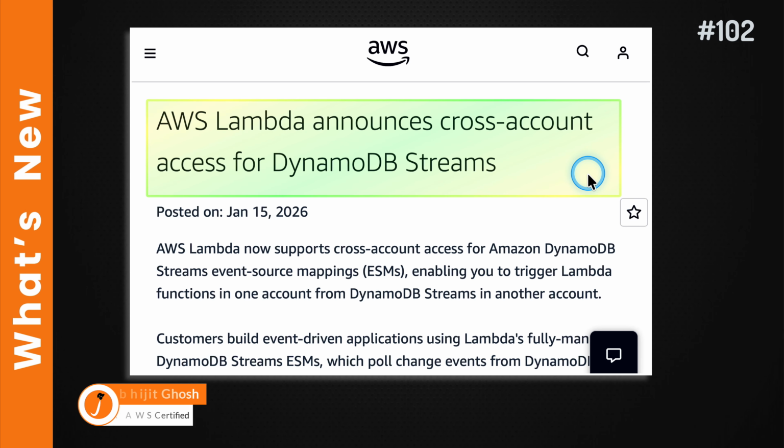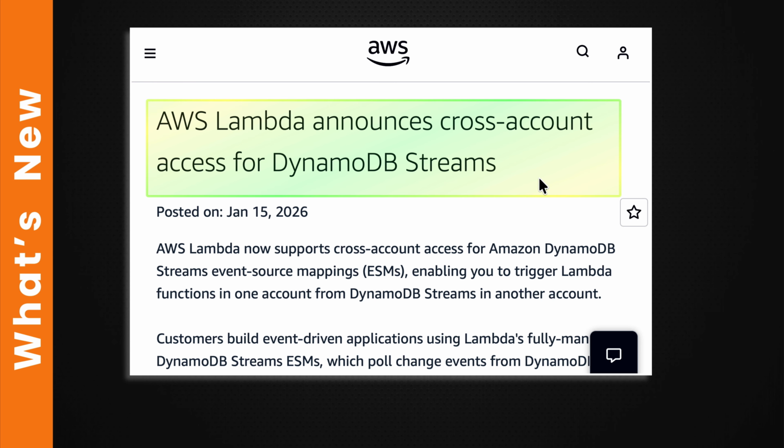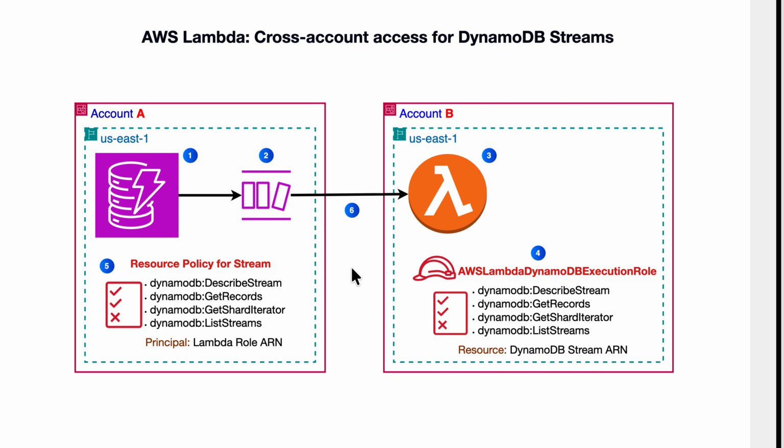AWS Lambda now supports cross-account access for DynamoDB Streams. That means we can simplify multi-account architecture and reduce operation overheads by avoiding complex data replication solutions to share streaming data across accounts. Before we jump into the AWS console, let me quickly walk you through all the activities that we are going to perform in this demo.